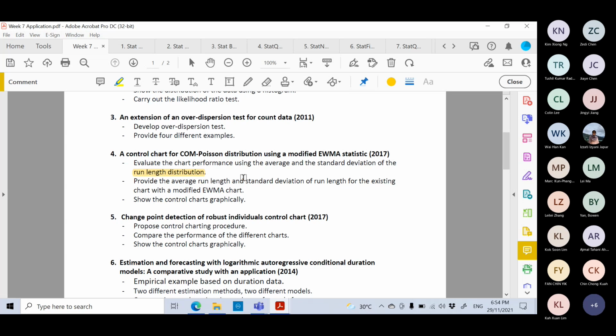Okay, so they will provide the average run length and standard deviation of run length for the existing chart and the modified EWMA chart. Of course, they need to compare with the existing chart to show how good their proposed chart is as compared to the existing control charts.